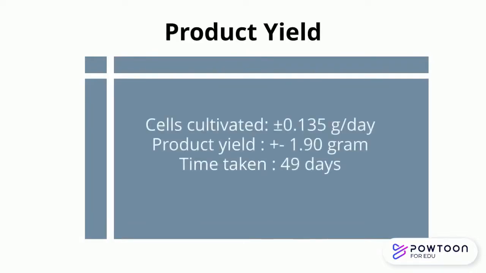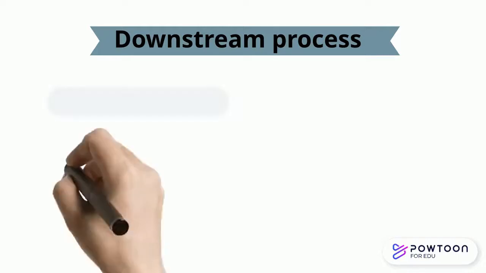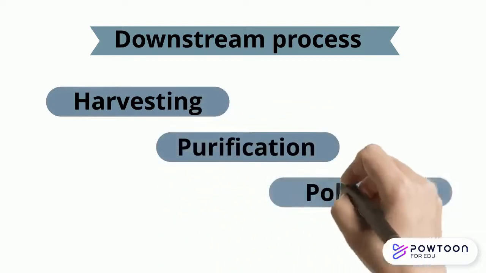The product yield of CHO cell cultivation is about 0.135 grams per day in a stirred tank bioreactor. On the other hand, the product yield of MAB is about 1.9 grams in a stirred tank bioreactor. All of these data were taken over a course of 49 days. The previously mentioned process is called the upstream production, which ends when the MAB cell lines have been fermented in the bioreactors. Next, the downstream process of the MAB is divided into 3 parts, which are harvesting, purification, and polishing.